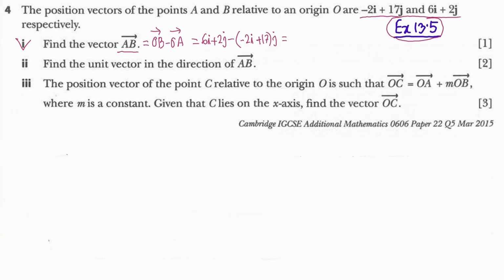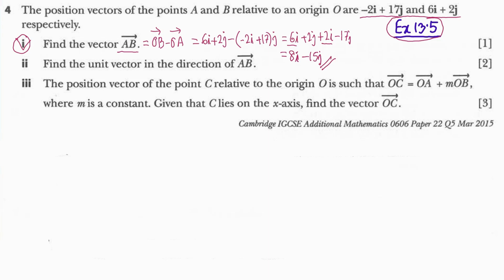So we have 6i plus 2j, then remove the bracket, and inside the bracket we have to change the signs: plus 2i, then minus 17j. So finally we get 6i plus 2i, which is 8i, and 2 minus 17 gives us minus 15j. So this is the vector AB, the answer of this first question. That is the AB vector.